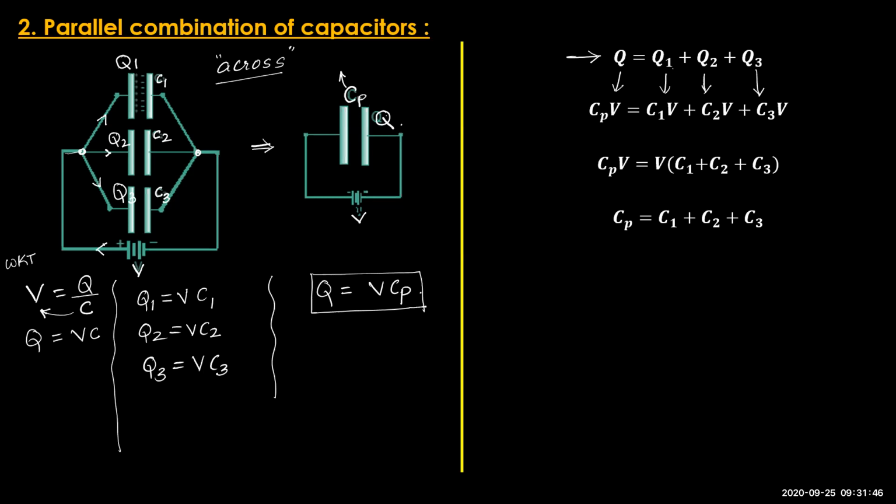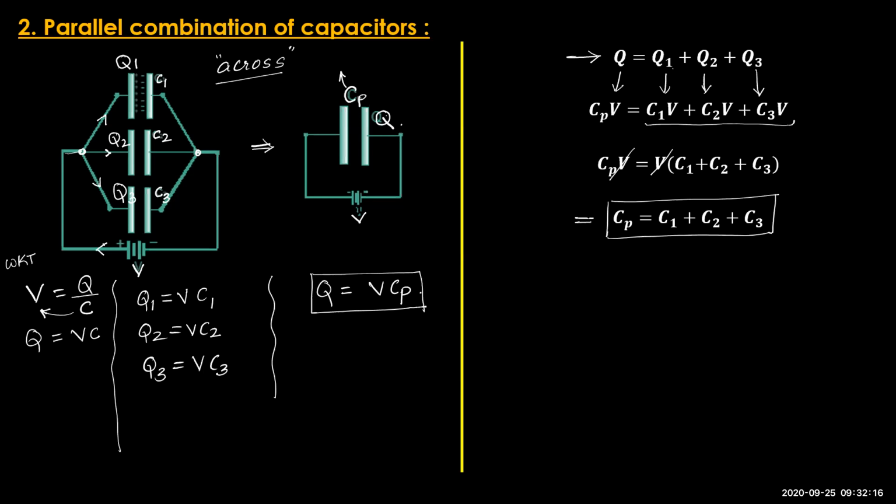What is common among the LHS terms? Here the common factor is V. V is taken out, and the addition C1, C2, C3 is left in the bracket. Then V is cancelled from LHS and RHS. Hence, we get the final equation, that is Cp is equal to C1 plus C2 plus C3.